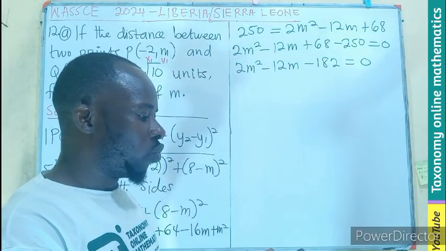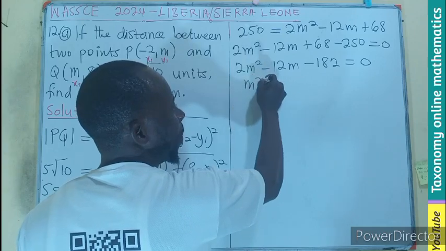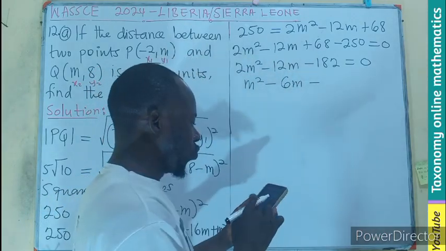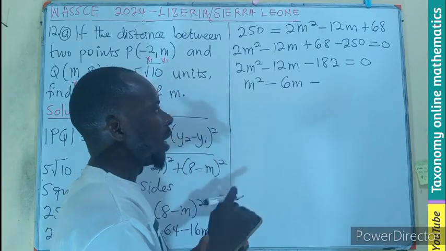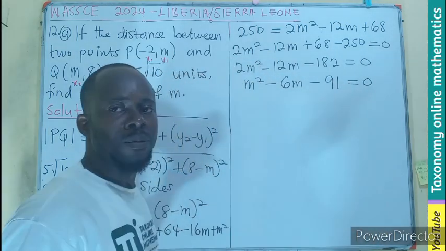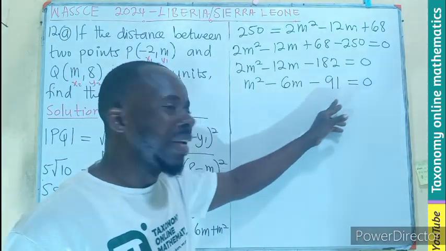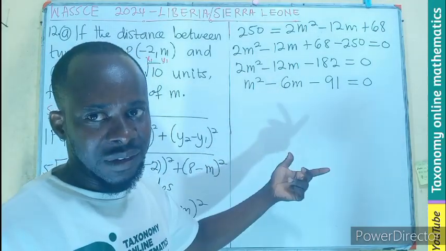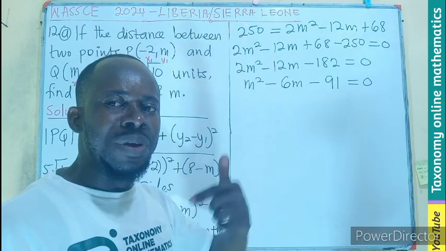Have you observed that 2 can be a factor of all of them? So we divide through by 2. If you divide by 2, this gives you m squared, divide by 2, 6m, divide by 2, and that will give you 91 equals to 0. So now this is a quadratic. We find factors of negative 91. When you add, you should have a negative 6. And since this is negative, the biggest factor must be negative.